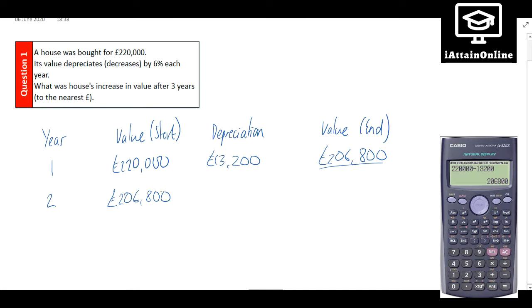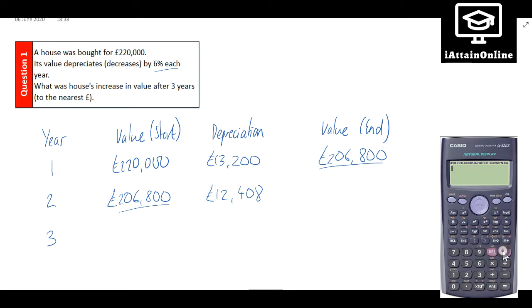Now the value at the end of the first year becomes the value at the start of the second year. We can do this 3 times, so I'll just write out the third year there as well. Okay, so now I want to find 6% of 206,800. So 206,800 divided by 100 to find 1%, and then times that by 6 to find 6%, gives me £12,408.